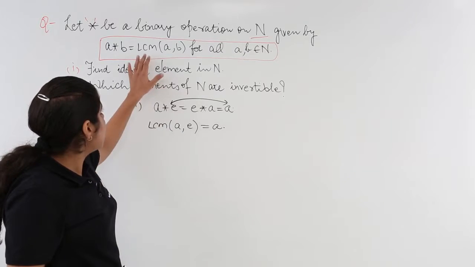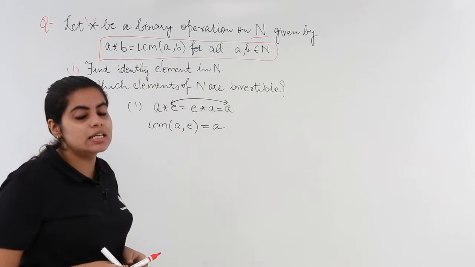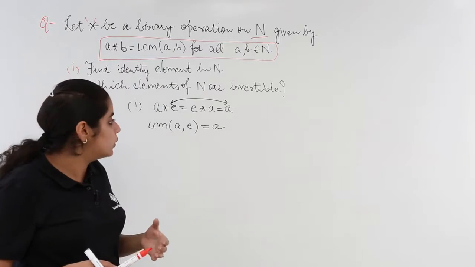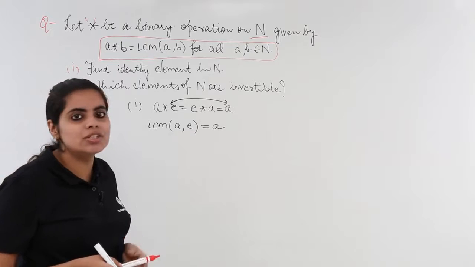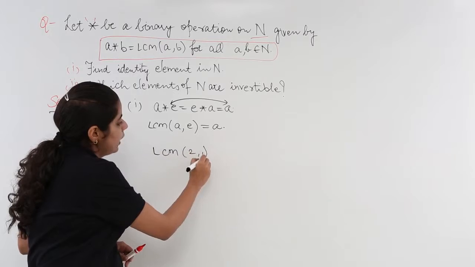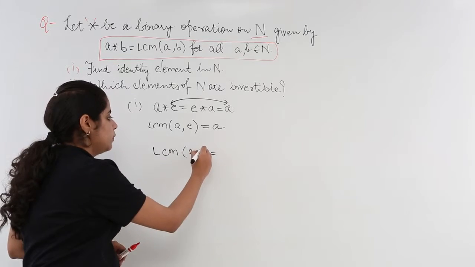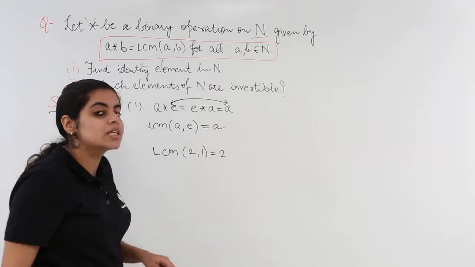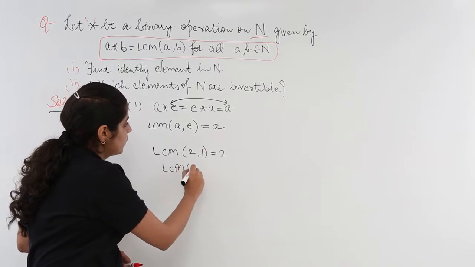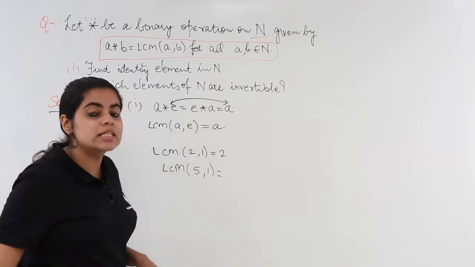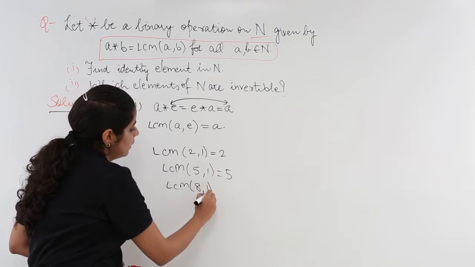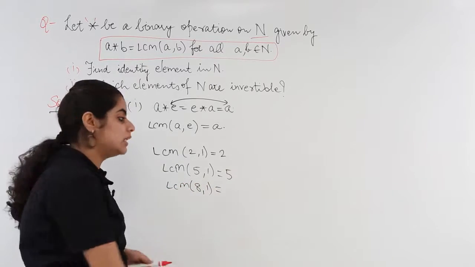Now since the operation is LCM of a, b, I just need to see for what value there is no change in the LCM. Let's take some examples. What is the LCM of 2 and 1? It is 2, because 1 does not produce any change in the LCM. What is the LCM of 5 and 1? It is again not 1 but 5. What is the LCM of 8 and 1? It is still 8 and not 1.